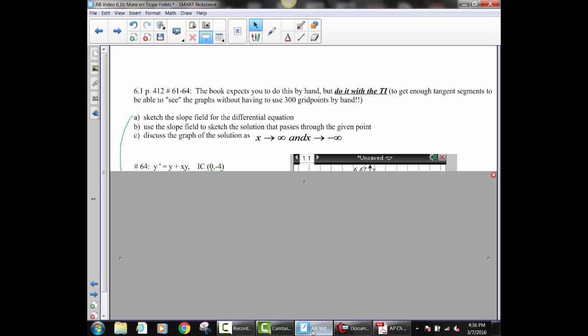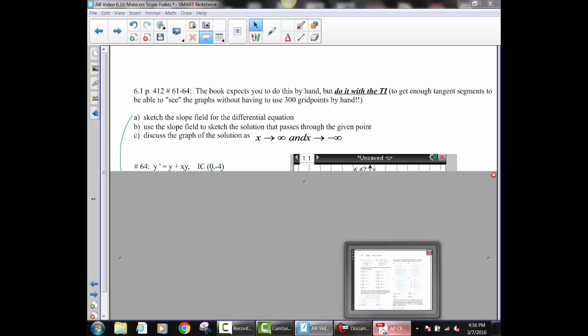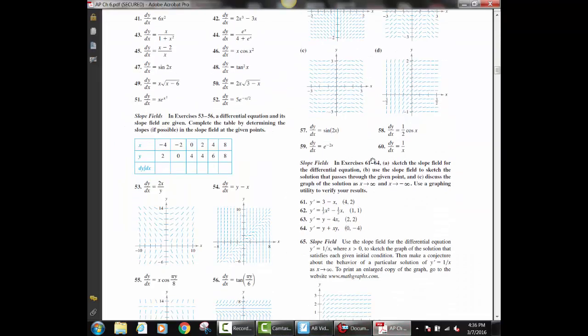In 6.1, which is where we are, numbers 61 through 64, it says sketch the slope field for the differential equation. Use the slope field to sketch the solution that passes through the given point. Discuss the graph of the solution as x goes to infinity and as x goes to negative infinity. Use a graphing utility to verify your results. Now, they're actually expecting you to sit here and make all these little teeny tiny segments all by yourself, like going to the point (0, 0) and the point, whatever. I mean, that would just take an eternity.